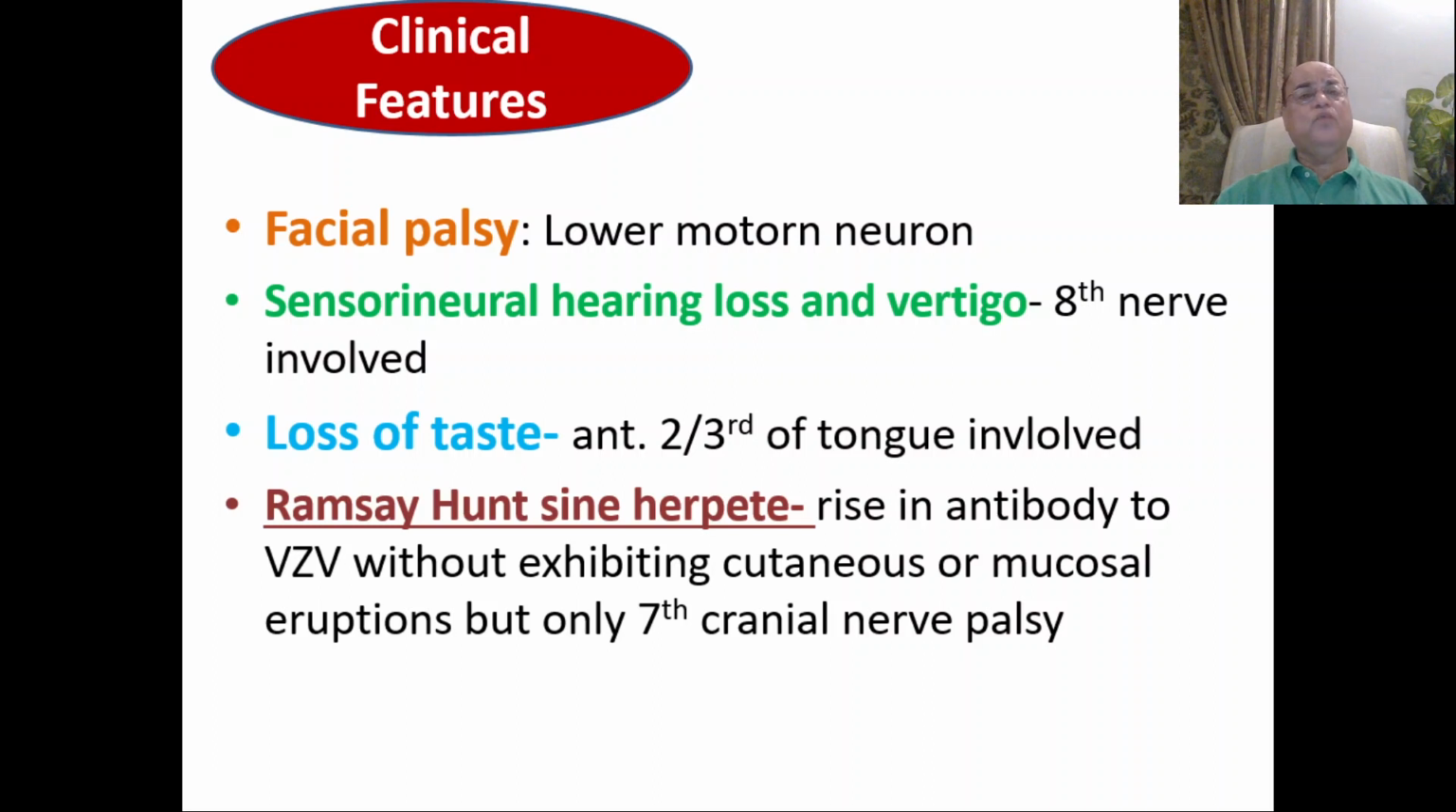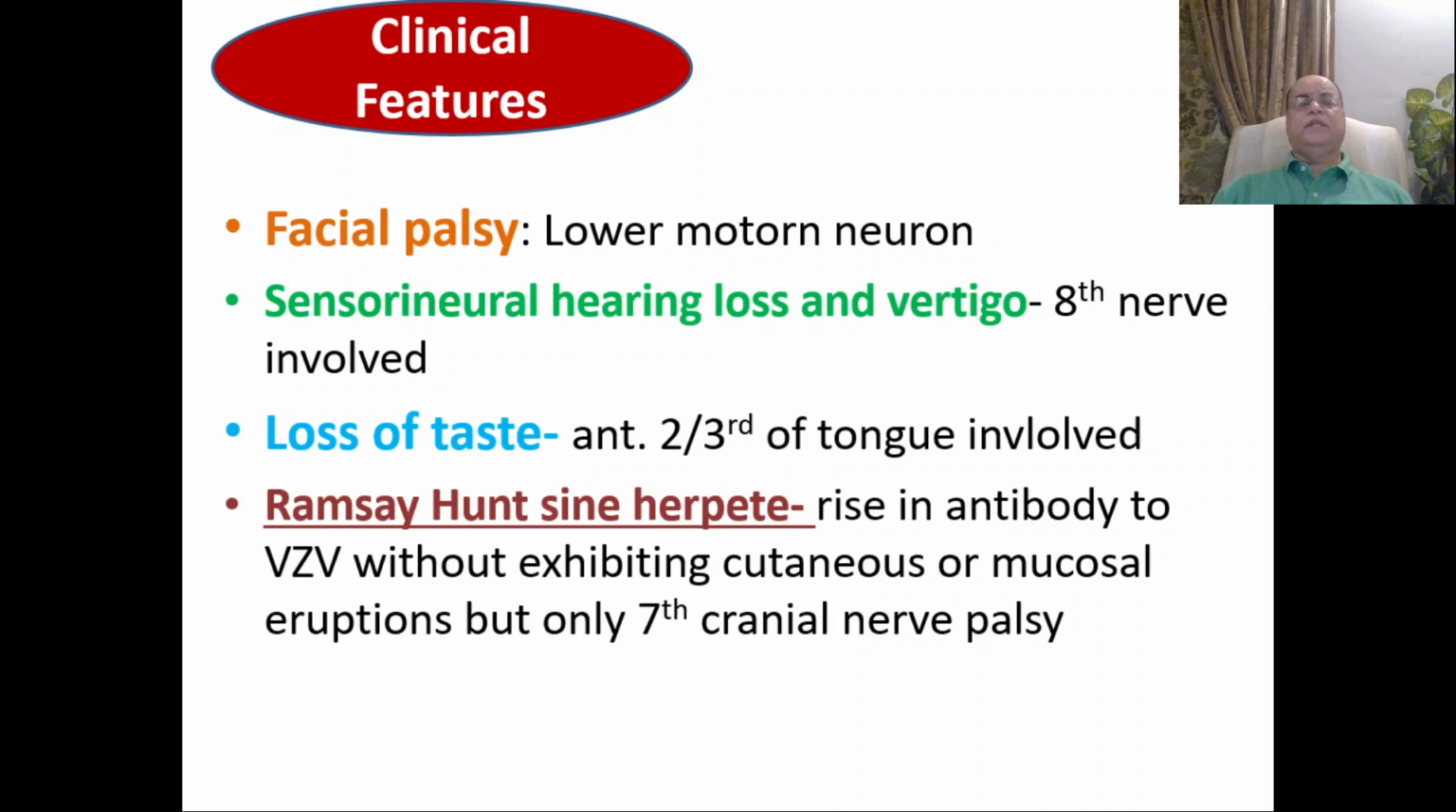If the eighth nerve is involved, there will be sensorineural hearing loss if only the cochlear part is involved, or if the vestibulocochlear part, both parts are involved, then in addition to sensorineural hearing loss, the patient may be having vertigo as well. And once it has involved the oral cavity, there may be loss of taste if the anterior 2/3 of the tongue is involved.